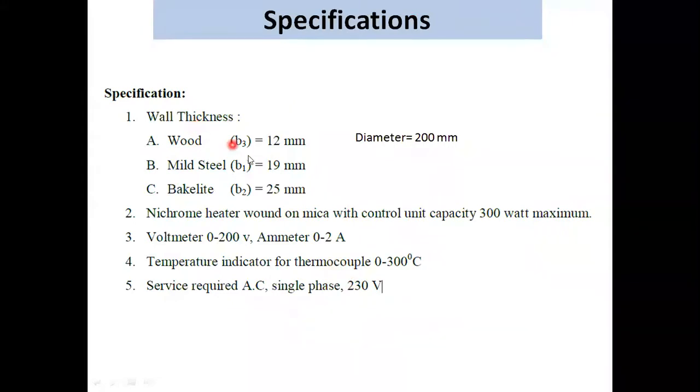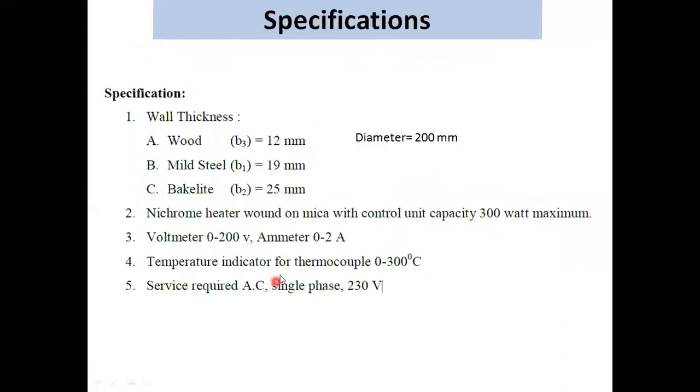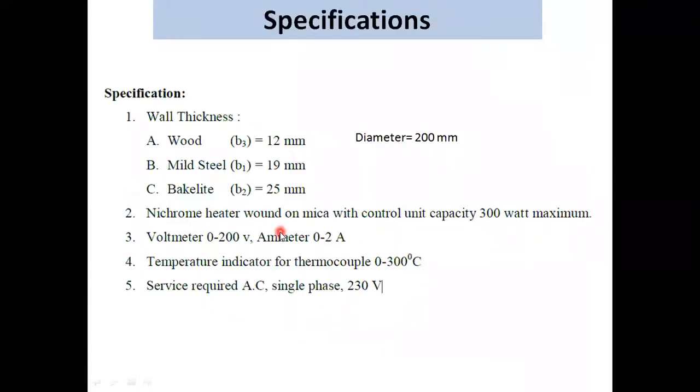So these are the specifications. The wood thickness is 12 mm, mild steel thickness is 19 mm, bakelite it is 25 mm. So this is the dx value, that is the thickness of the slab. And the diameter is 200 mm, so we can calculate the heat transfer area, that is pi by 4 d square in case of a circular plate.